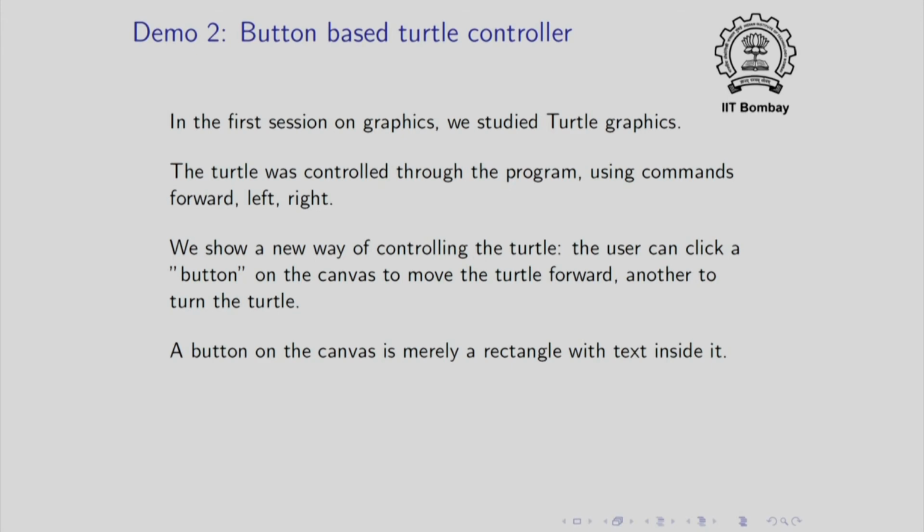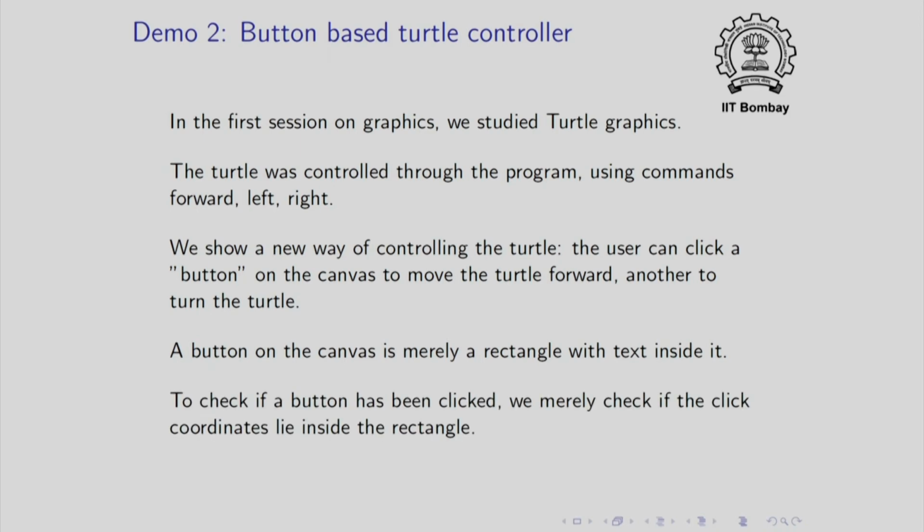We note that a button on the canvas is merely a rectangle with some text inside it. What makes it a button? What makes a rectangle a button is that when you click on it, there should be some way of determining that the click actually was on the button. But for this, we really need to extract the coordinates of the click and compare it with the coordinates of the sides of the rectangle. So that is indeed what the program that I will show you will do.